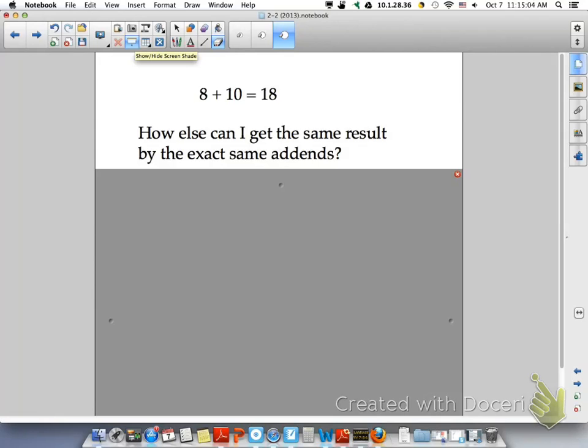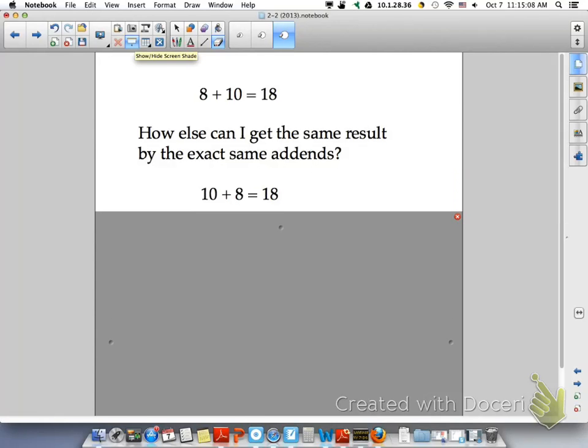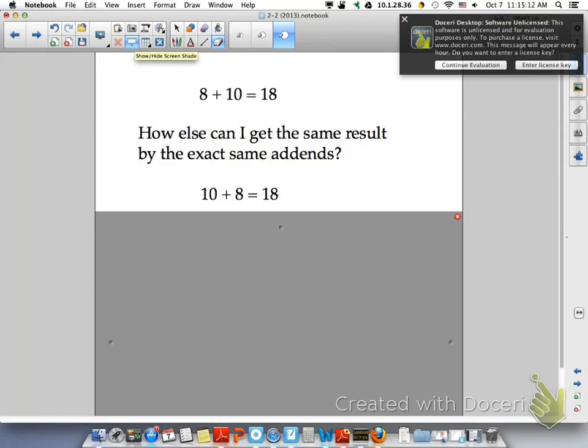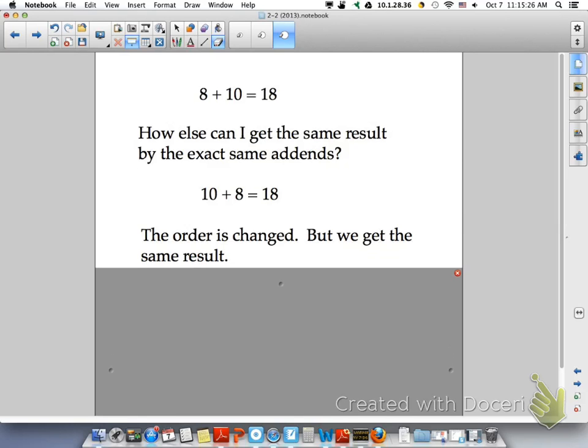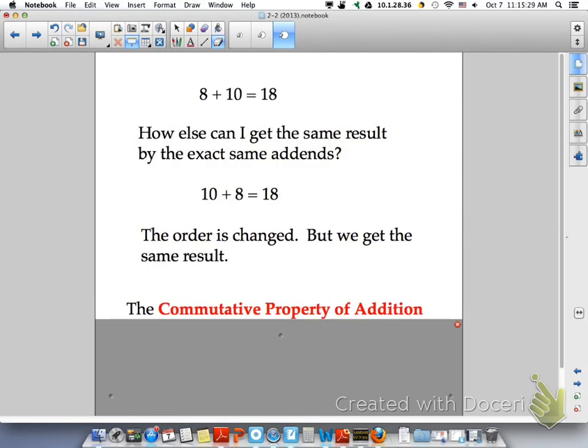Lindsay? 10 plus 8 equals 18. What did Lindsay do? Alba? She switched the numbers around. Did we end up with the same result? Yes. Okay. Now, this property is called the commutative property of addition.